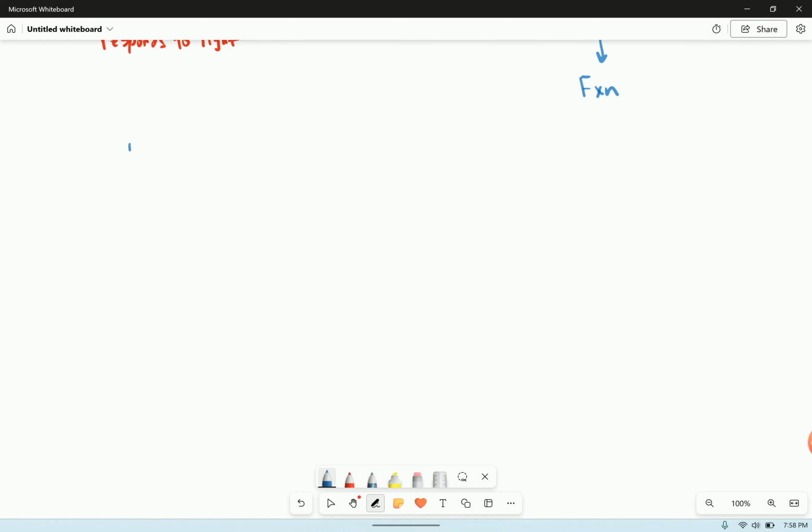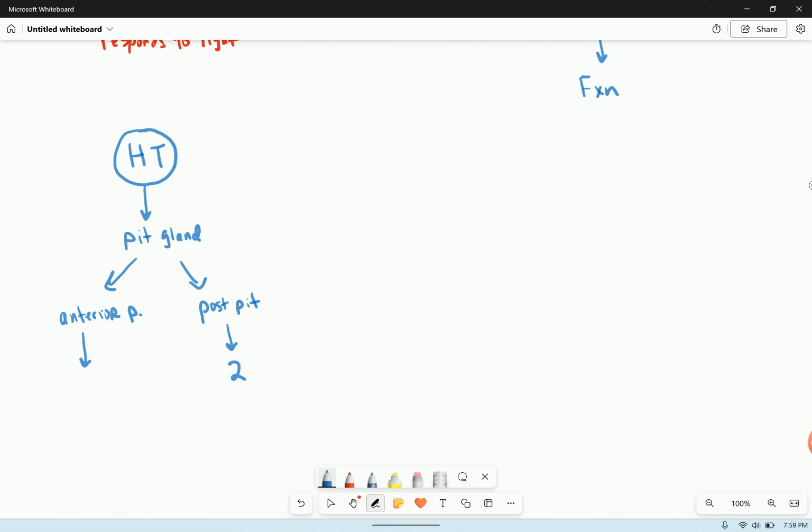Okay, so next would be the hypothalamus. So I'm going to do HT for short. It is connected to the pituitary gland. And the pituitary is divided into the anterior pituitary and the posterior pituitary gland. The anterior releases a bunch of hormones that we'll eventually get into, and the posterior also releases some hormones. In fact, the posterior only releases 2 hormones, and that would be ADH, which is antidiuretic hormone, and oxytocin.